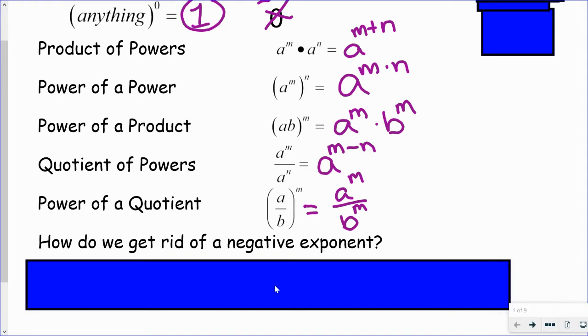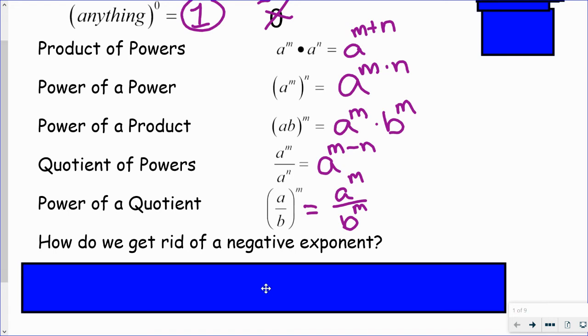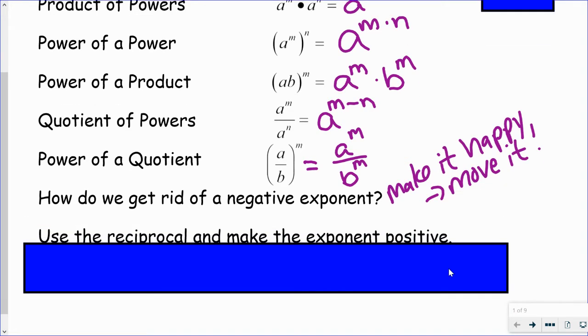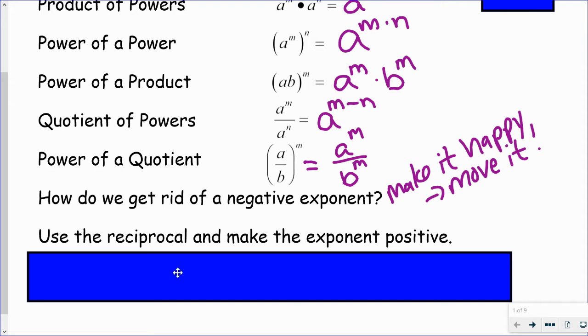And how do we get rid of a negative exponent? How do we get rid of a negative exponent? We move it, make it happy by moving it. So if it's in the numerator, it goes to the denominator. If it's in the denominator, you would move it to the numerator and then it makes it happy. Basically that means you use the reciprocal and make the exponent positive. Positive, think happy. Okay.